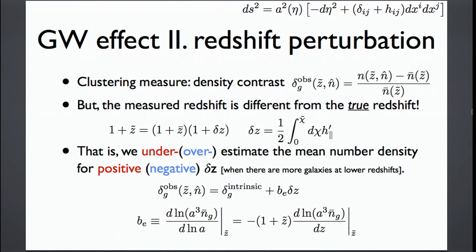And the second effect is redshift perturbation. This is related to how we measure clustering. Measuring clustering means measuring the density contrast. And density contrast is defined as the excess number of galaxies compared to the cosmic mean. And how do we measure the cosmic mean? We measure the cosmic mean by adding up all the galaxies at the same redshift, right? But if your redshift measurement is systematically off by a certain number due to gravitational wave, that puts your galaxies in a spuriously underdense or overdense region. So the change in the redshift introduces additional clustering that is proportional to the b_e parameter. This b_e parameter is the number density evolution of the mean number density of galaxies. So if your mean number density of galaxies is constant over redshift, there's no effect. But if you have an evolving number density of galaxies, redshift error can introduce the second effect of clustering.